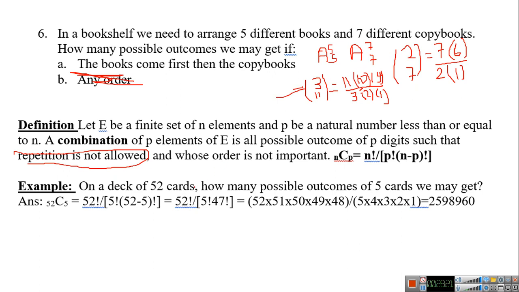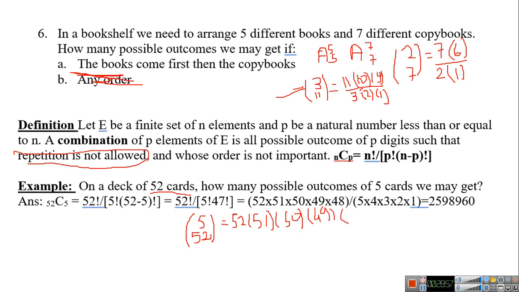Let us take an example. On a deck of 52 cards, how many possible outcomes of 5 cards we may get? I didn't tell you the first card is going to be a king, the second one. I want any order. So it's a combination. I want to pick 5 out of 52. It's a combination. Order is not important. So I start. Now it was an arrangement. You do 52 times 51, you go 5 times. Or you do it on calculator. Times 50, times 49.